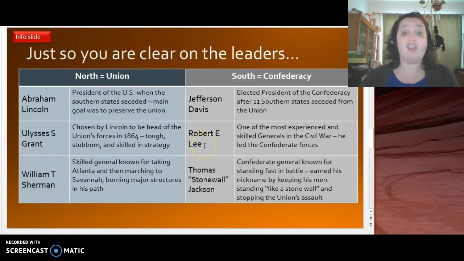And the South actually had the most experienced leader in the entire war. They had Robert E. Lee, and he was considered like the best of the best. Lincoln said to him, please fight for the North. And he's like, dude, I want to, but I'm Southern at heart. I can't. I've got to fight for the South. So he led the Confederate forces, and on paper, he was definitely the one to beat.